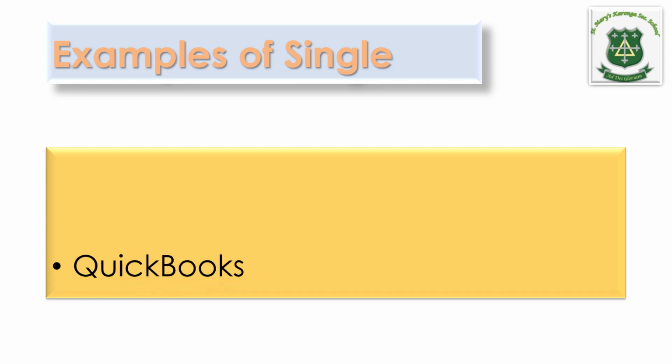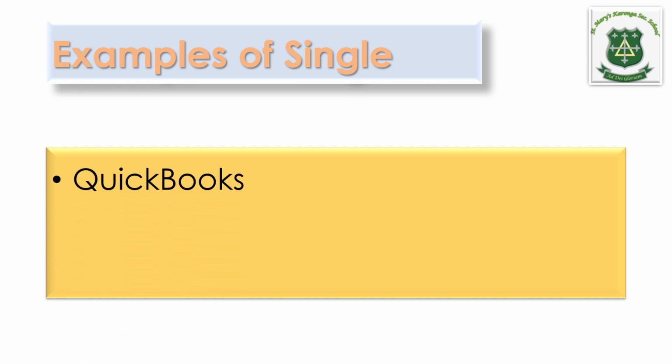Now, examples of single purpose software, we talk of QuickBooks, which is only for books, and we talk of Sage Pastel. This one again is only used for accounting. Is that one only for that?